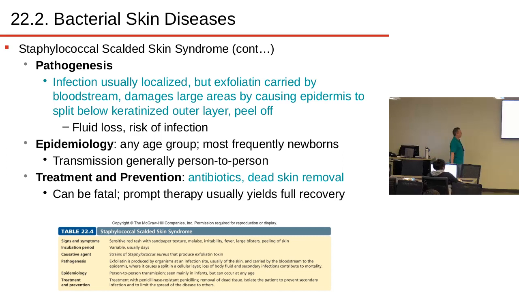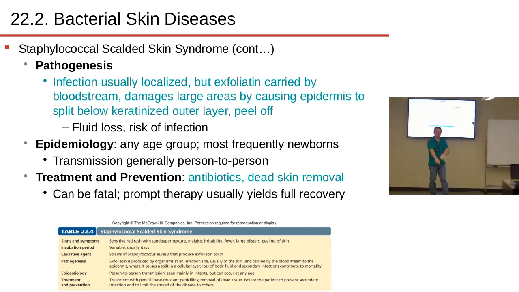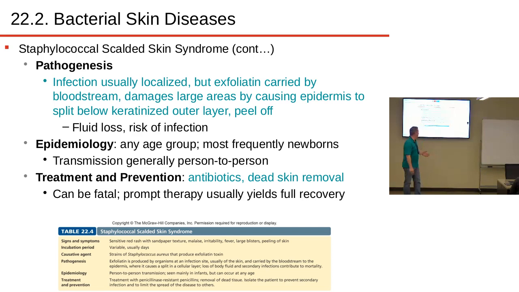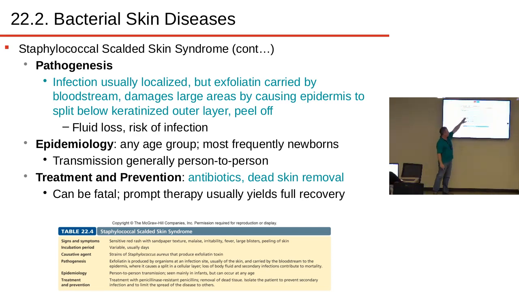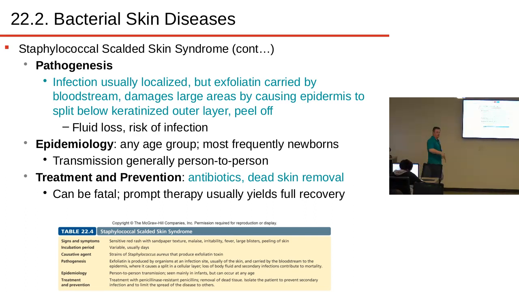So pathogenesis, infection's usually going to be localized, meaning it gets on the skin, something happens where the bacteria is starting to get into an adaptation situation. But then the exfoliatin gets into the bloodstream and damages areas of the epidermis, causing that split between the keratinized outer layers, and that's going to cause it to start peeling off. So it's really the toxin, really is the point here, that's causing the skin to come off.